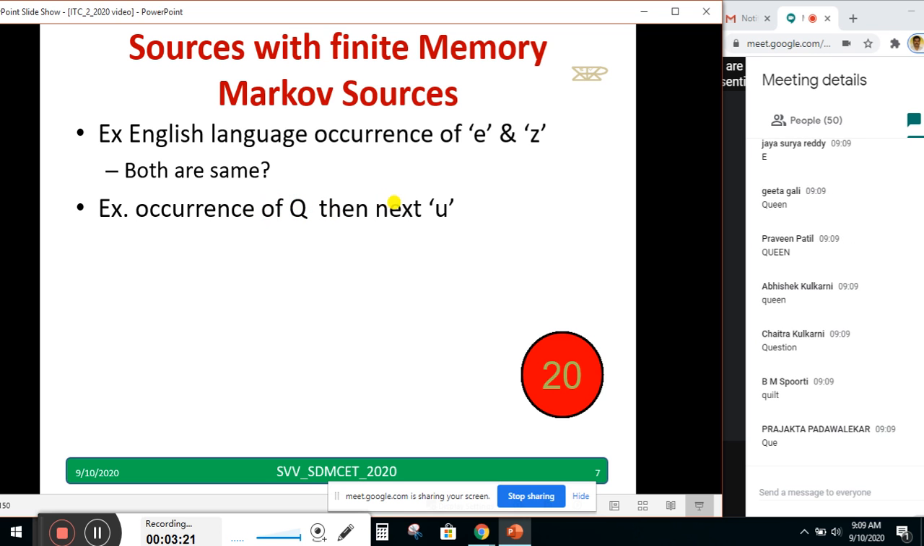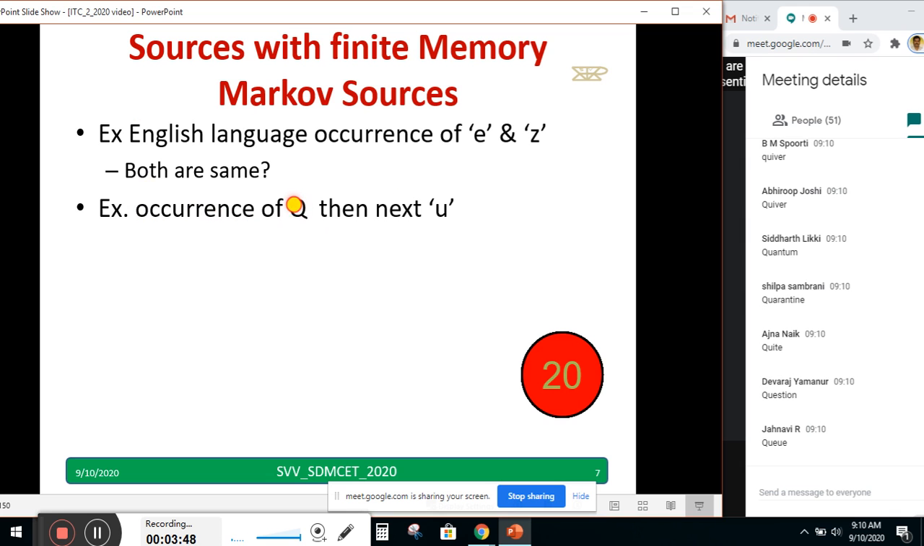Queen, very good. Question, quit, quick, very good. Quiz, very good. Codes, very good. Most of them have typed. Why I asked them to type: quarantine, very good. Question, good. In most of the students' answers, you can observe what they typed.